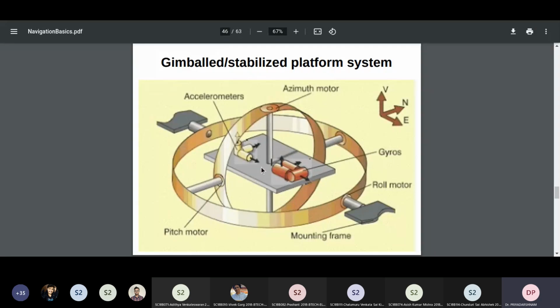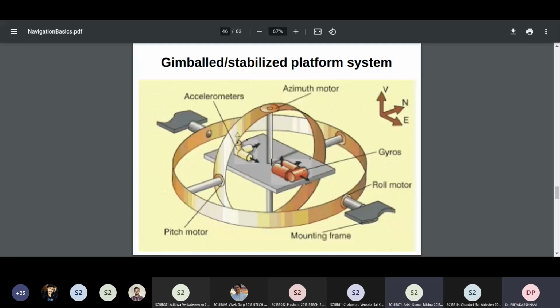So what is the acceleration? With respect to which frame are the accelerometers measuring these accelerations? It is with respect to the initial frame in which the object was initiated. You had initialized the system somewhere, and with respect to that orientation, all the acceleration is computed. Is that clear?